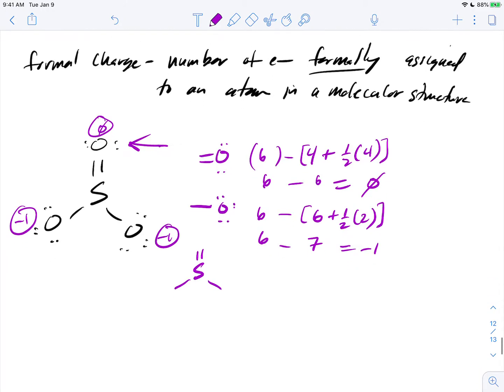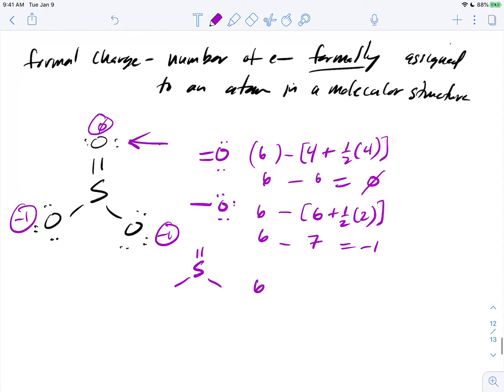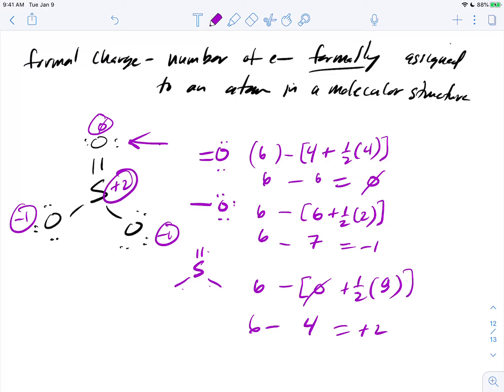Now, sulfur also has 6 valence electrons, and it has 0 electrons unshared, and all of its electrons are shared. So that's 1/2 times 8. So we have 2, 4, 6, 8. So that's 6 minus 4 is equal to plus 2. So we have a plus 2 for sulfur. Okay, and so that's how you would assign formal charge.